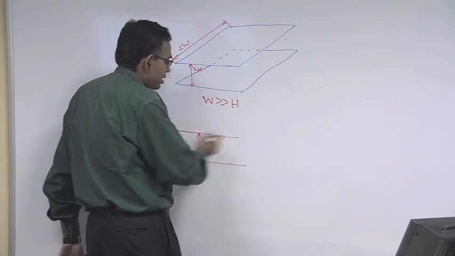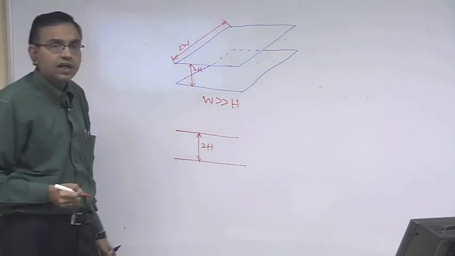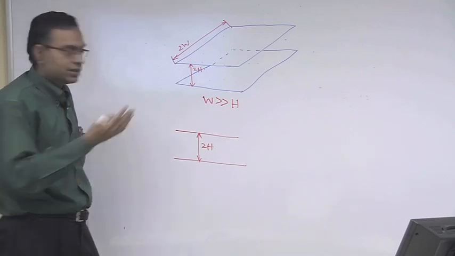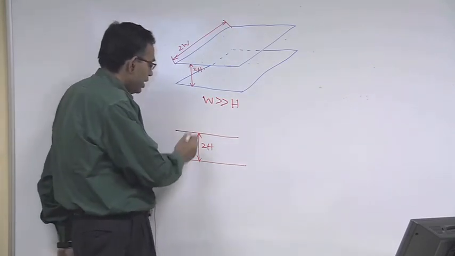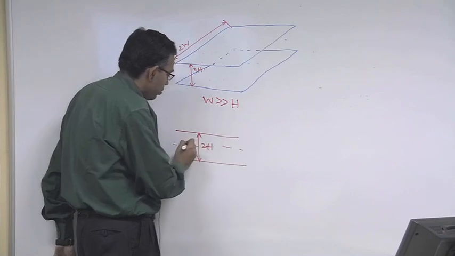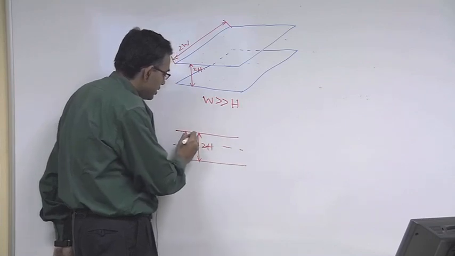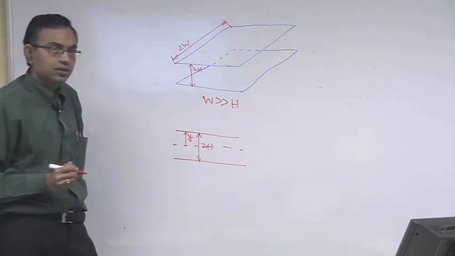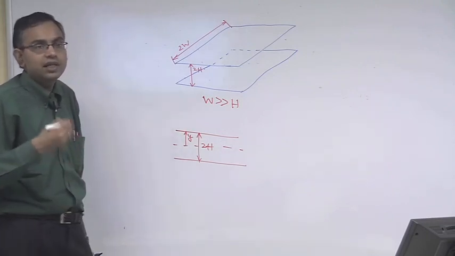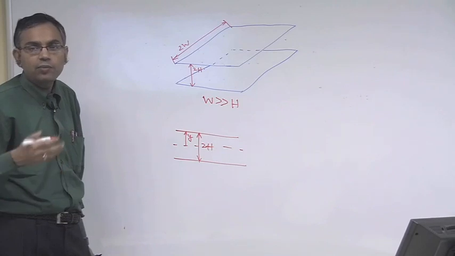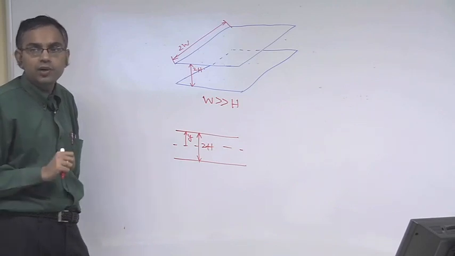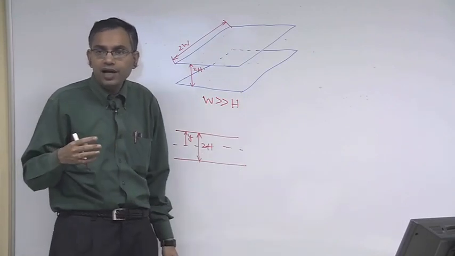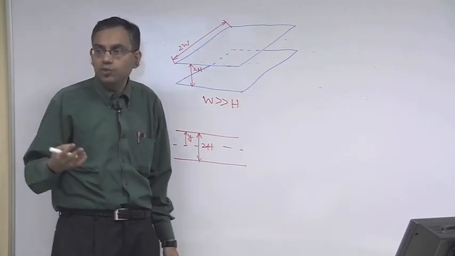The problem is translationally invariant along x because the flow is fully developed, but your interesting variation is the variation along y. So it is important for us to figure out how the velocity varies with y, and what component of velocity? The axial component: how u varies with y.